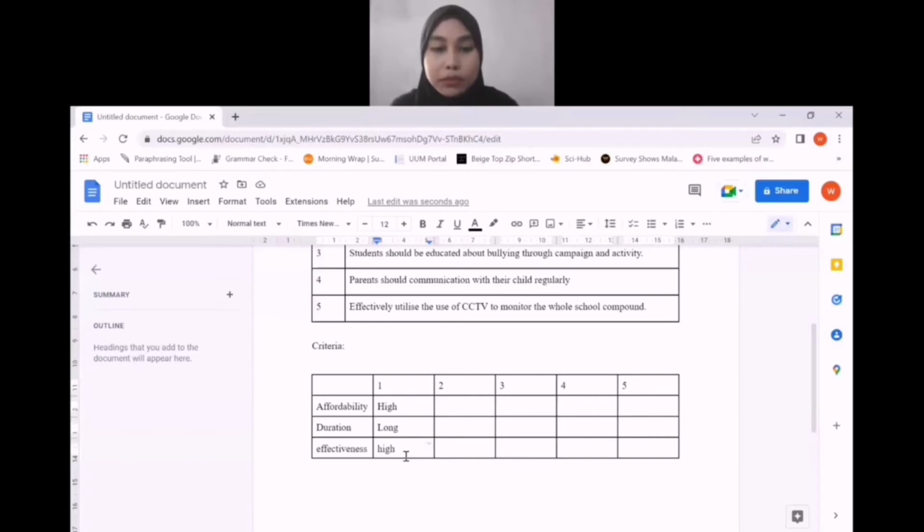So can I change the effectiveness and duration? Is it okay, Amira? It's okay. Okay. So we can go through the second solution.